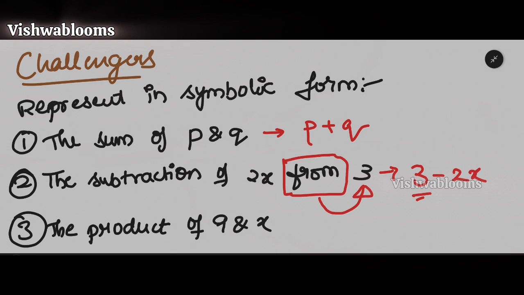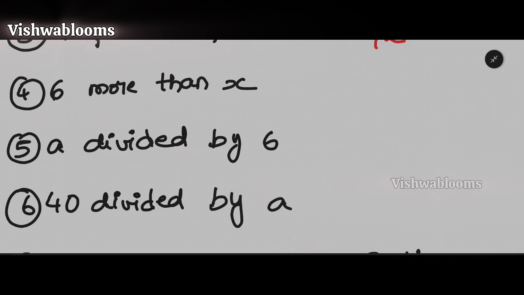Then the product of 9 and x is 9 into x, or you can write it as 9x. Next question, fourth one: 6 more than x. That is simply, you can understand very clearly, 6 plus x or x plus 6. So I am writing it as x plus 6.